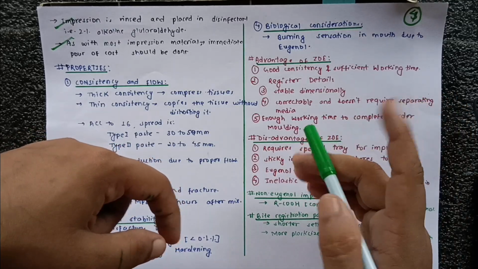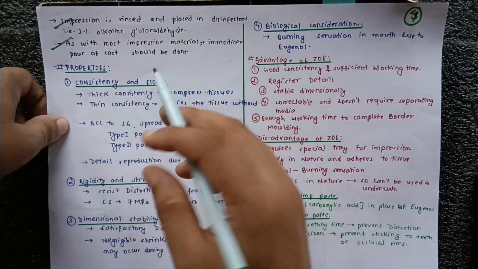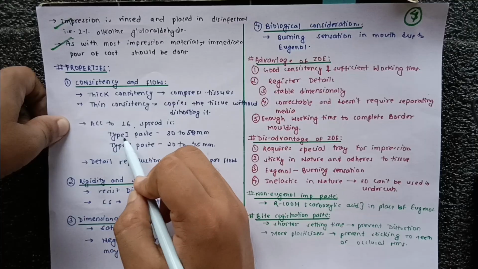You should remember, and the same thing is written here. The thick consistency: in this zinc oxide eugenol, we have type 1 and type 2.